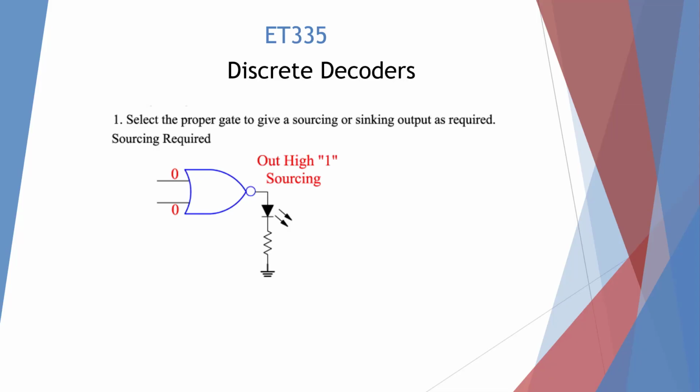Okay, in order to design a discrete decoder, we have to start with our output. And we're going to be asked for sourcing or sinking, and depending on what gate we have and what I request, we're going to choose a gate. In this case, we're going to do a sourcing. And I chose a NOR gate. So 0, 0 equals 1 is our unique condition, and that's going to light our LED.